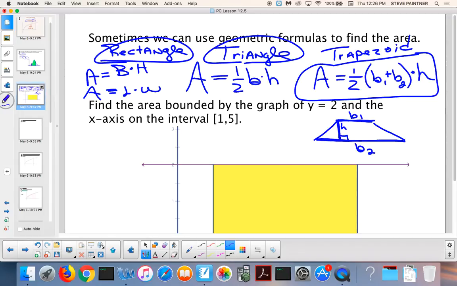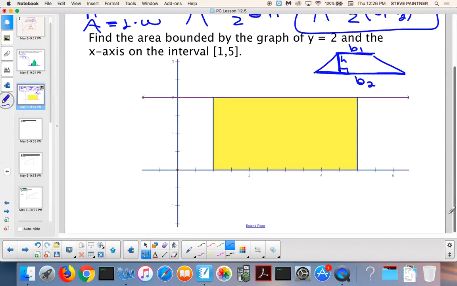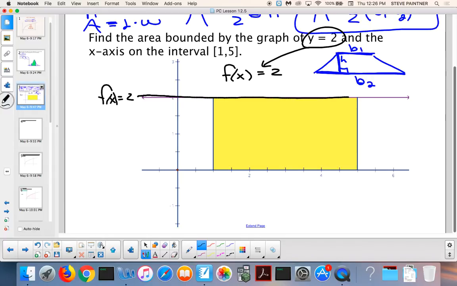All right, so let's take a look at this one. Find the area bounded by the graph y equals 2. And by the way, y equals 2 right here, you could say that this way, f of x equals 2. How do you graph f of x equals 2? A horizontal line right here. There it is. So I want the area under that graph.